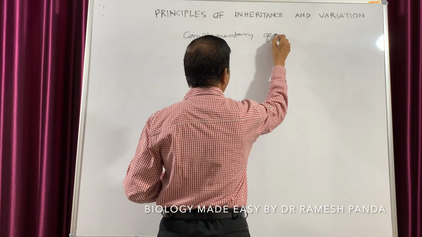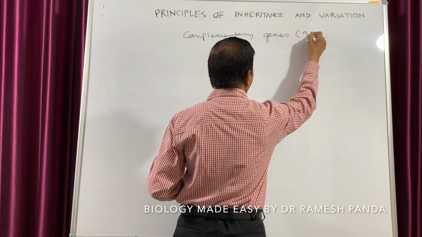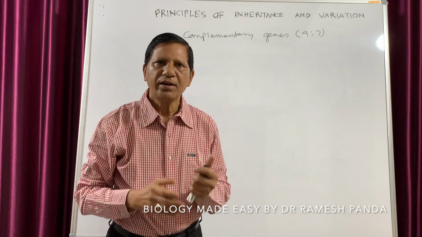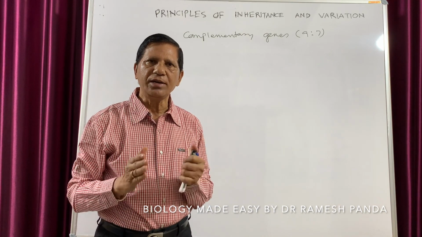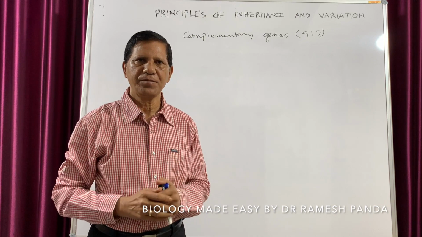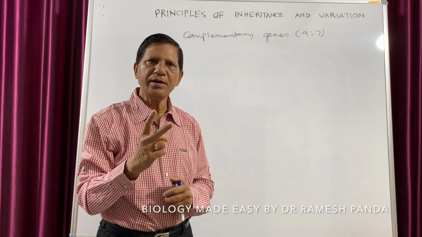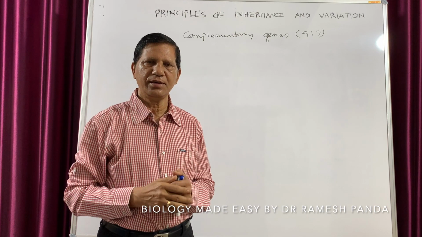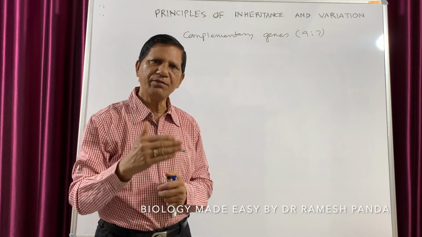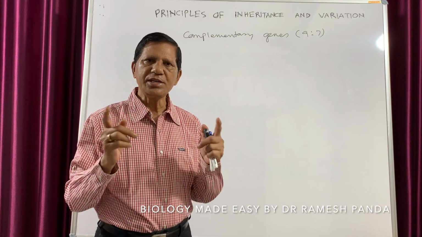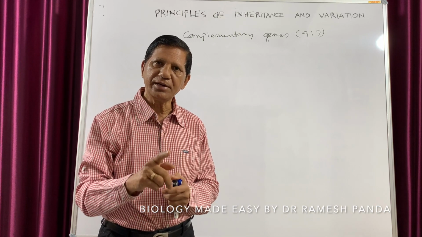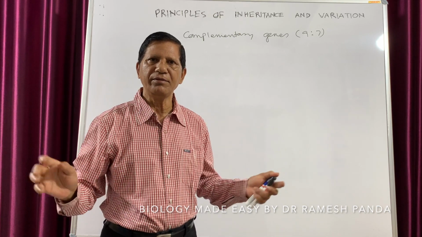Complementary genes give a ratio of 9:7. So what are complementary genes? Usually the complementary genes are non-allelic. There are two independent pairs of genes present on different loci or even different chromosomes which interact to produce a new trait, but when they are present individually, they do not have any effect.